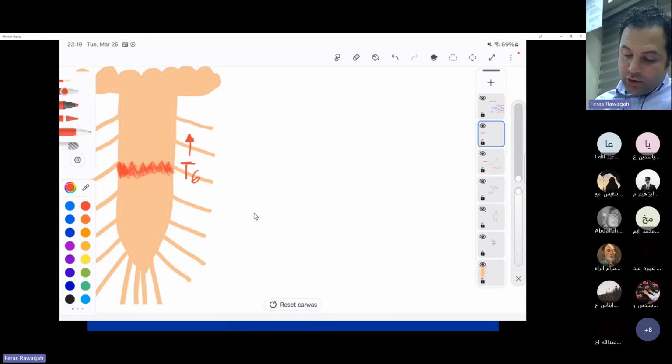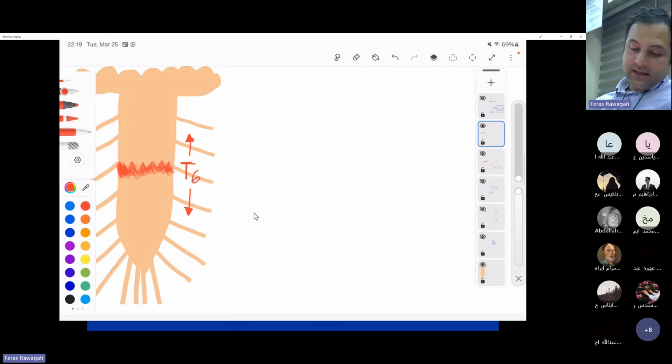If the injury is below T6, the adrenal medulla is still innervated and it will secrete epinephrine and norepinephrine in the bloodstream, so the neurogenic shock will be less severe. That's why the T6 level of the spinal cord is very important.